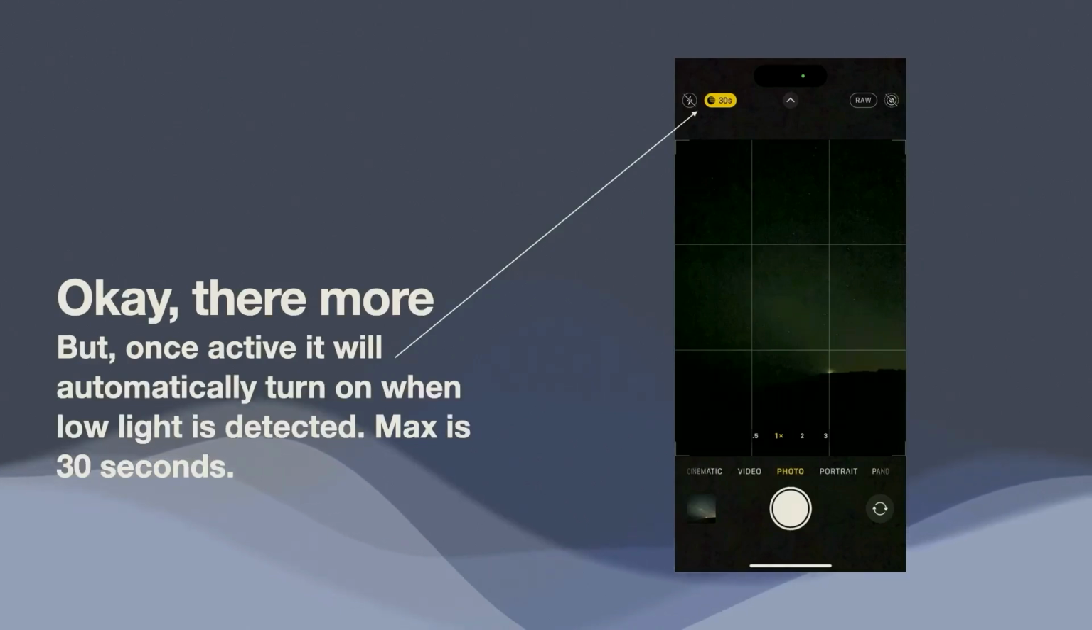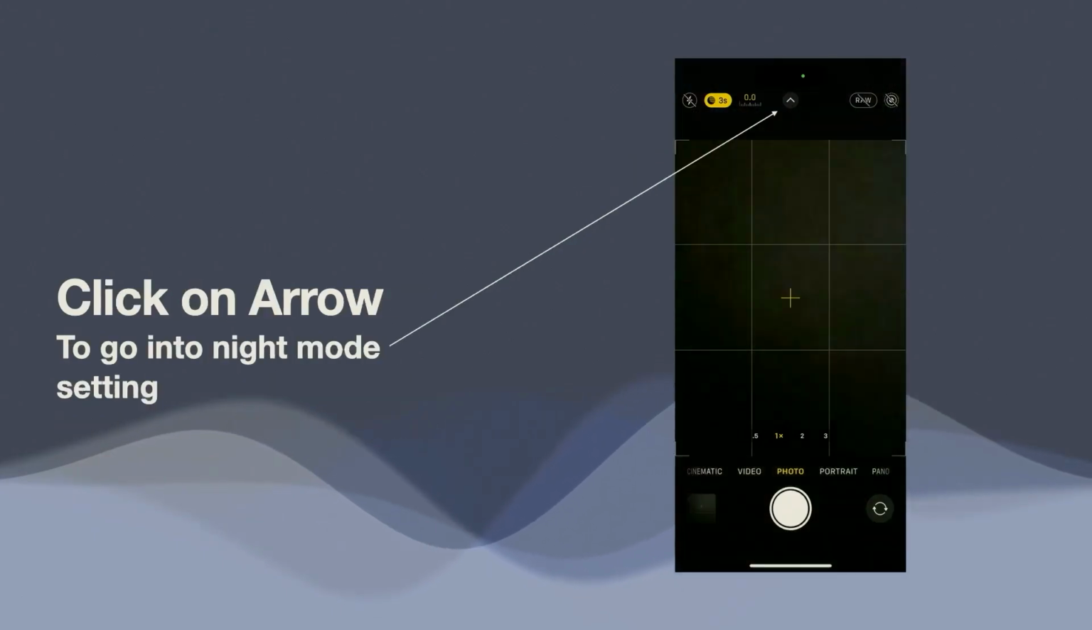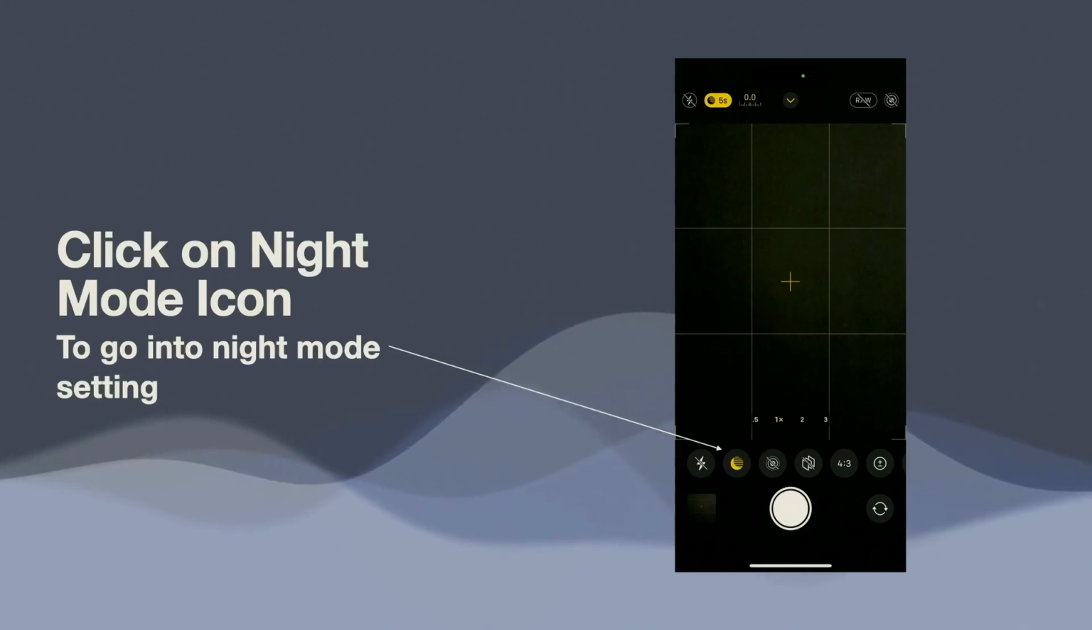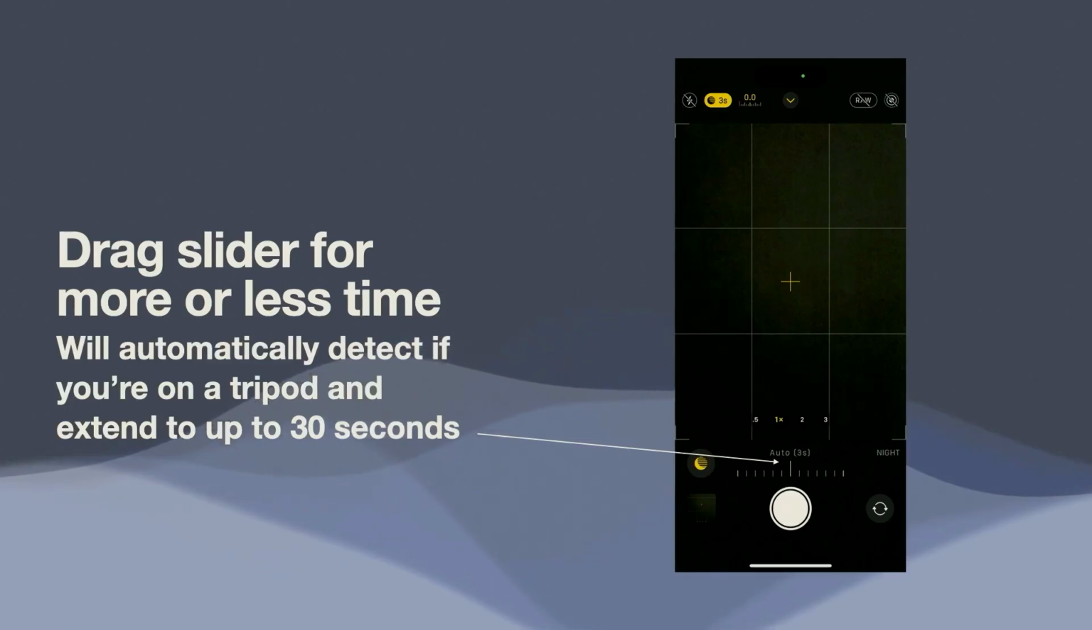So there's a little bit more to it. Like I said, once you activate it, you can actually turn that time up and down. Now, the max you can go on the standard app that I'm showing, the out-of-the-box app that you're getting with your phone, is 30 seconds. So we're not going to be able to go any longer than that. If you click this arrow that goes up to get into night mode, you're going to have the night mode icon on the bottom. When you select that night mode on the bottom, it's going to have a slider that goes right into the left, and it's going to tell you auto at first.